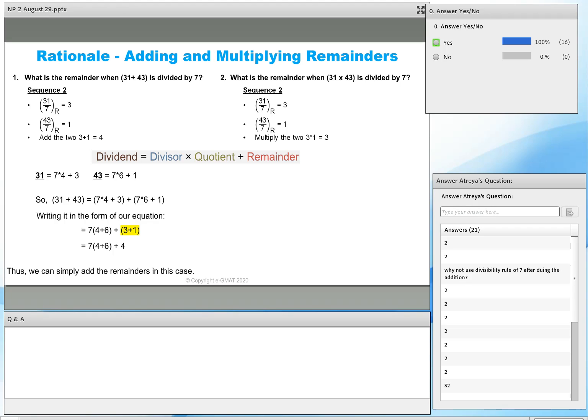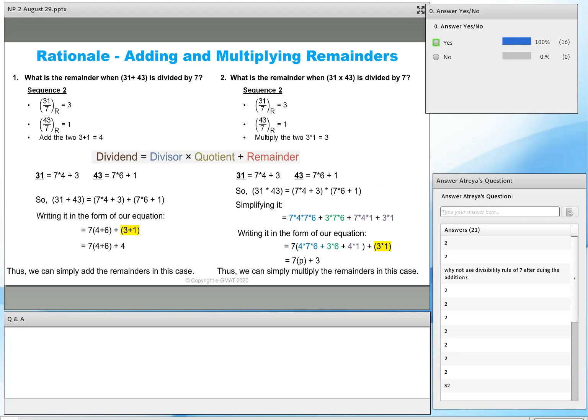The same thing can be done when we have a multiplication sign over here, right? I know that 31 and 43 can be written in this manner. Now, how do I expand something which is of the form (a plus b) times (c plus d)? I write this as a times c, which is 7 times 4 plus 7 times 6. Then I multiply 7 times 4 with 1, which is over here. I multiply 3 with 7 times 6, which is over here. And finally 3 with 1, which is over here.